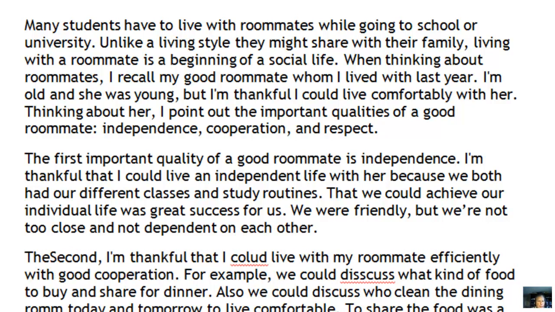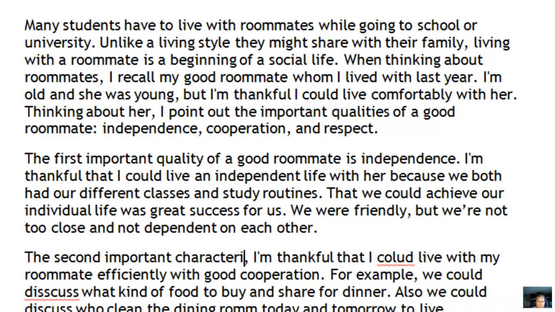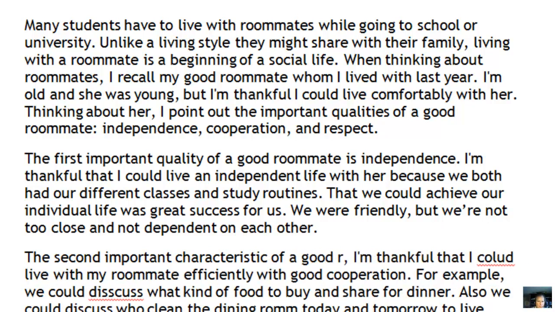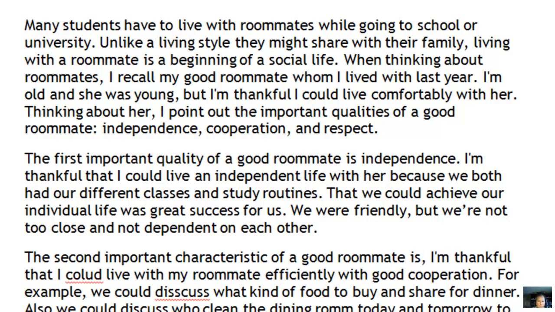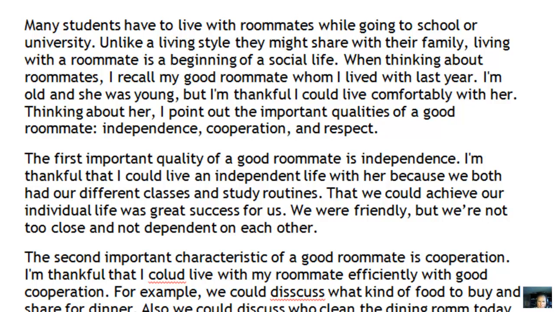Then if you stick with what you did before, the second, how about this? Important is cooperation. You see the connection here? Again, you want to make sure the topic sentence is making an assertion or a claim about the topic, and then you could defend that in those body paragraphs. So you say the first important quality of a good roommate is independence. The second important characteristic of a good roommate is cooperation. I'm thankful I could live with my roommate efficiently with good cooperation. For example, we could discuss what kind of food to buy and share for dinner.